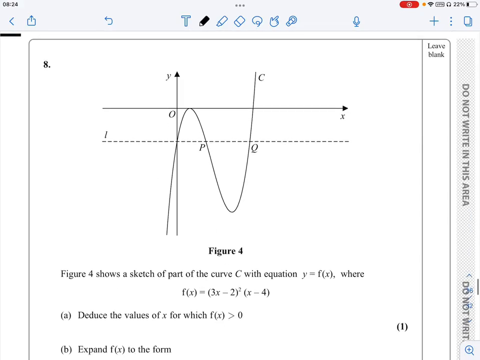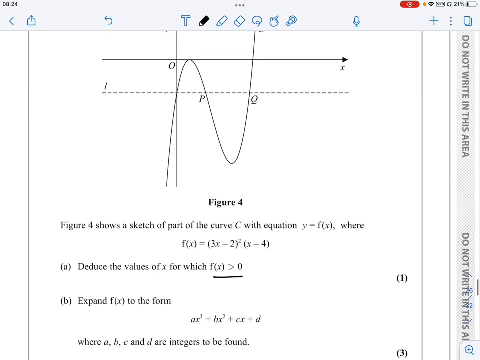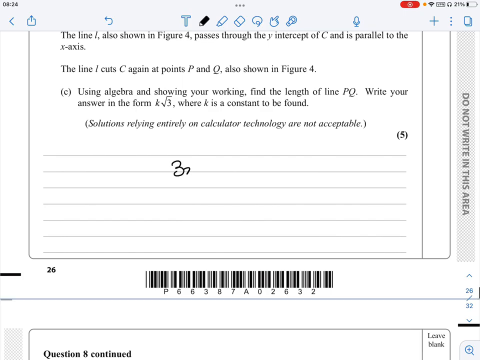Coming to question number 8. Figure 4 shows a sketch of the curve. Deduce the values for which f of x is greater than 0. f of x is greater than 0, so the curve is positive. Because we know that a square term is always positive, only x minus 4 has to be positive. So 3x minus 2 whole squared times x minus 4 has to be positive. So x minus 4 has to be positive. x is greater than 4.